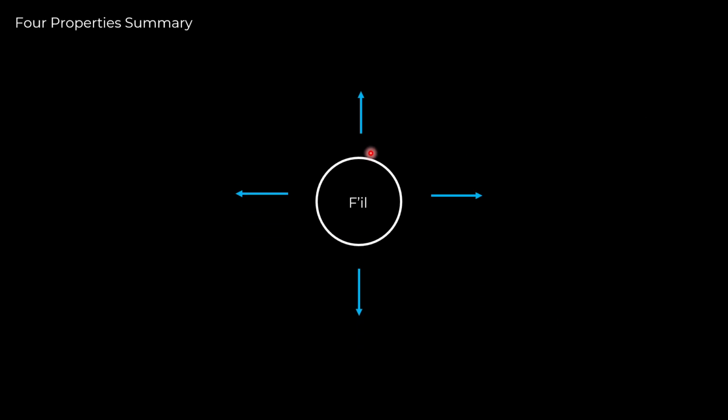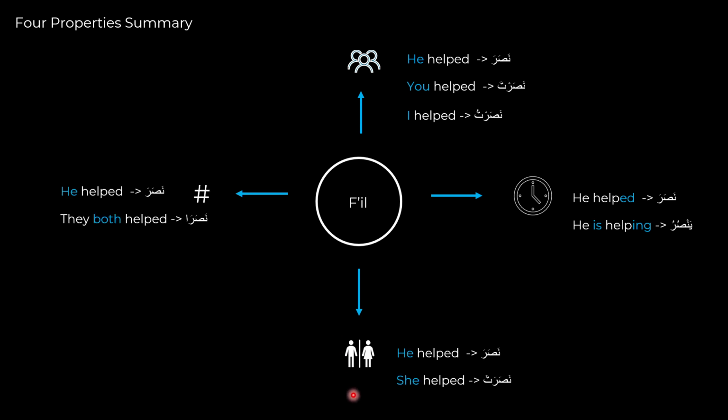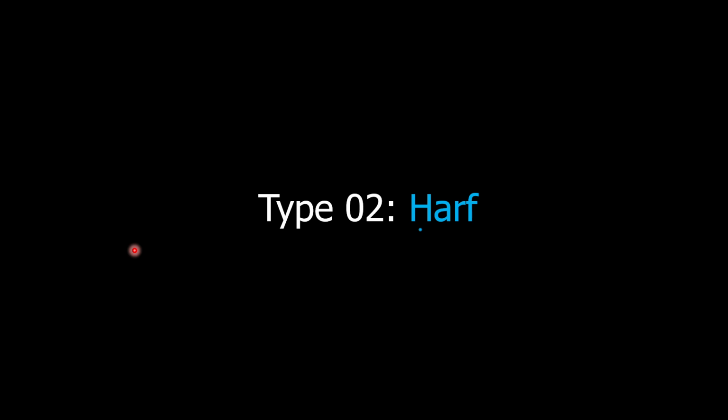So just a quick summary of the four properties. We have person, so he helped, you helped, I helped. We have tense, he helped, he is helping, or he will help. Then we have gender, he helped versus she helped. Then we have number, he helped versus they both helped. So 1 versus 2.